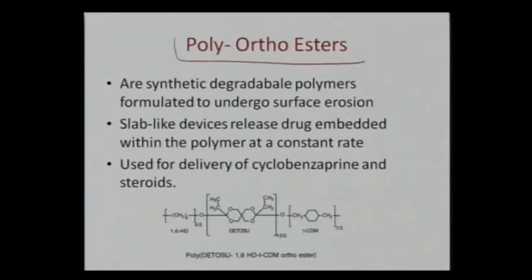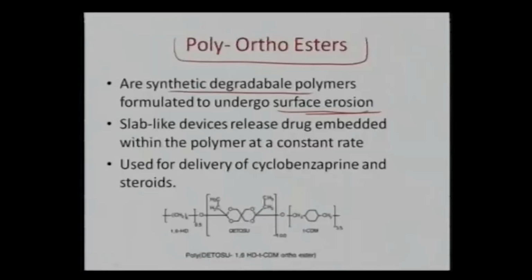And the next class of the biodegradable polymers is called polyorthoesters, and they are basically the synthetic degradable polymers which are being formulated to undergo certain surface erosion. So in this particular case, the water insoluble chemical is now being converted to the water soluble product by both chemical as well as physiological actions under biological conditions. And a slab-like device is basically being embedded into a particular polymer, and that starts releasing a drug at a very controlled or constant rate.